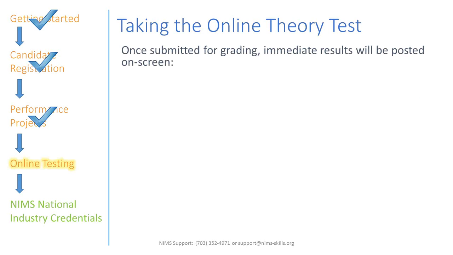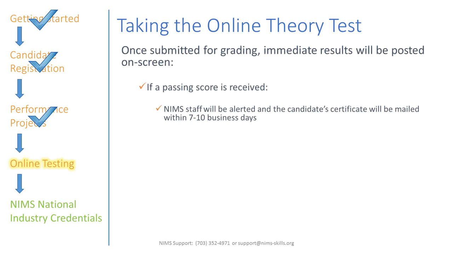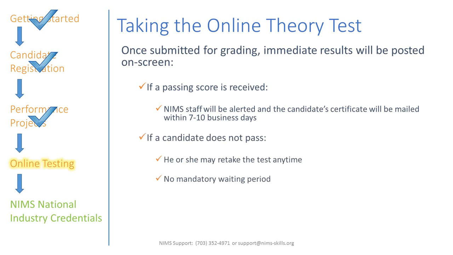Pass or fail results are posted immediately after answers are submitted for grading. For passing scores, NIMS staff is automatically alerted and an official credential is printed and mailed. For scores that did not pass, candidates may retake the test anytime. However, the test fee will be reassessed and a proctor will be needed for all retakes.